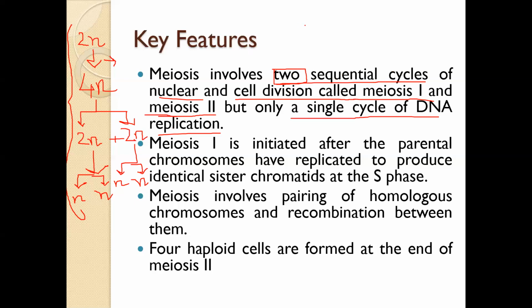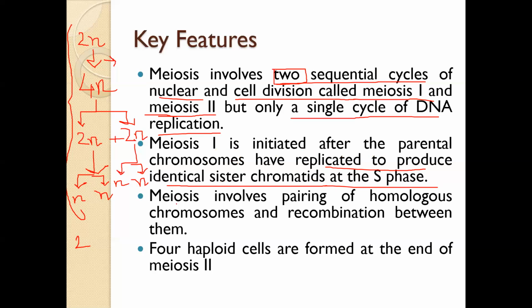Now, if the question comes, how many karyokinesis occur in the meiosis process? The answer is 2. Two karyokinesis as well as two cytokinesis occur in the meiosis cell division process. Meiosis 1 is initiated after the parental chromosomes have replicated to produce identical sister chromatids at the S phase.